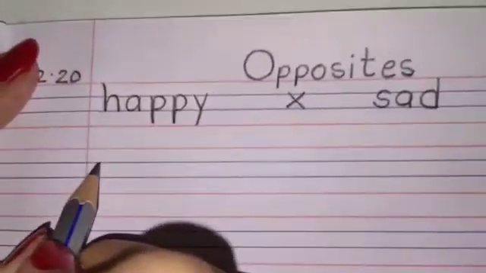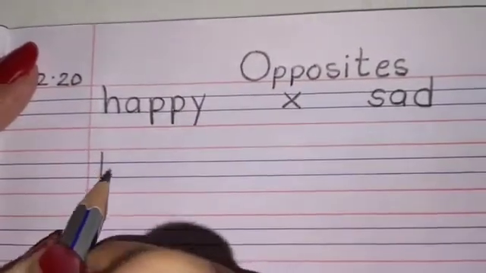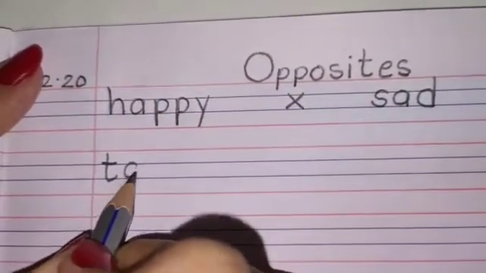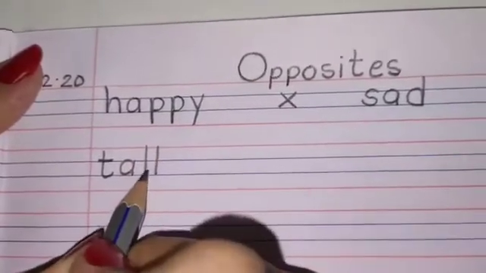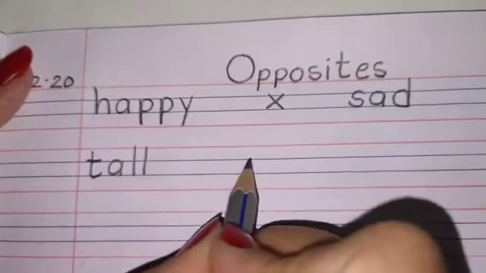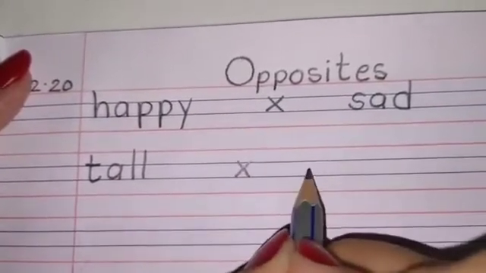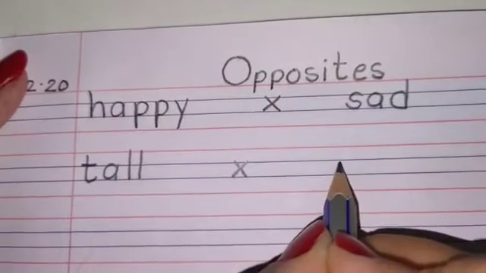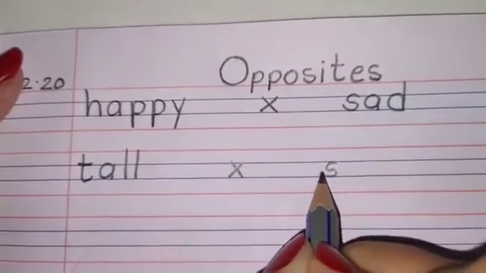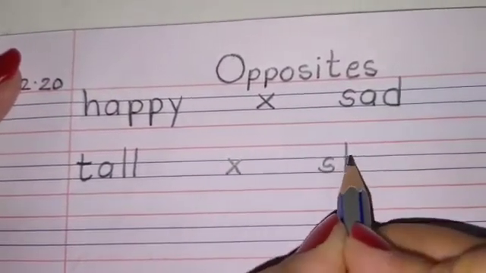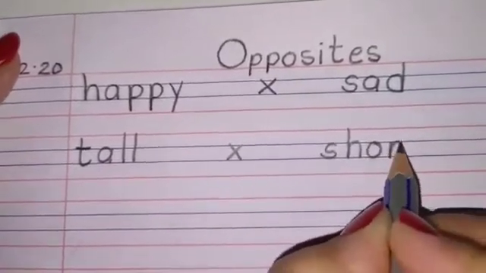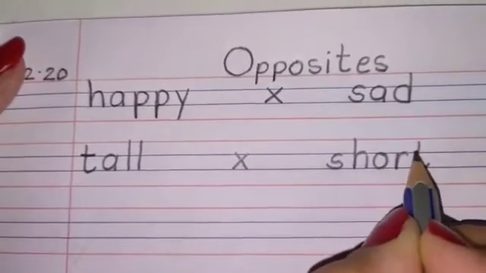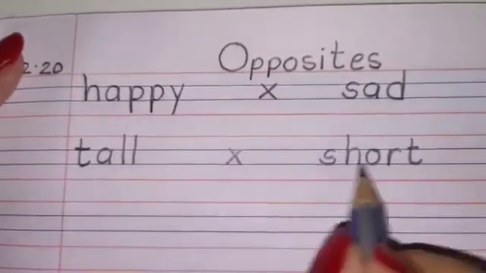Okay. Our second word is tall. T, A, L, L. Tall. Again leave 1-finger space. Make a cross. 1-finger space again you will leave and we will write short. S, H, O, R, T. Tall, short.